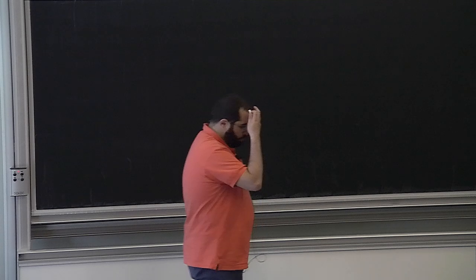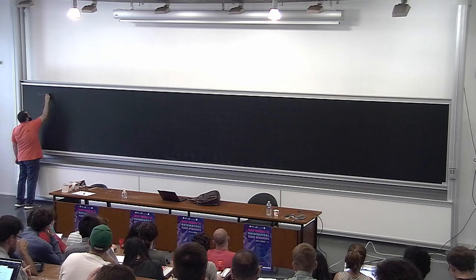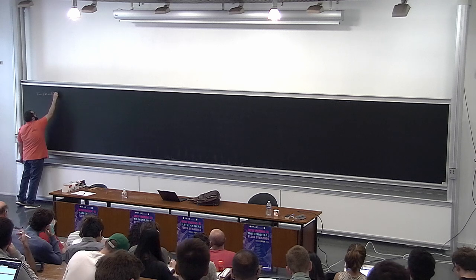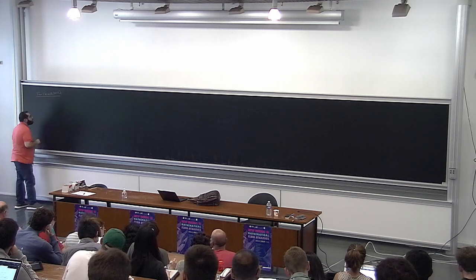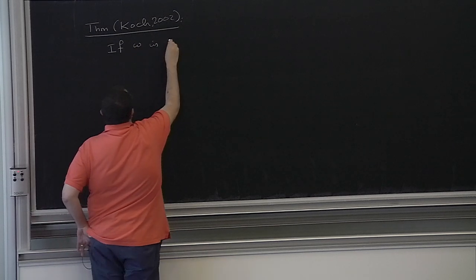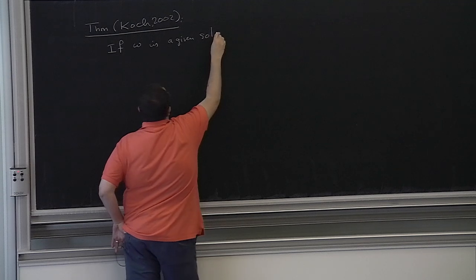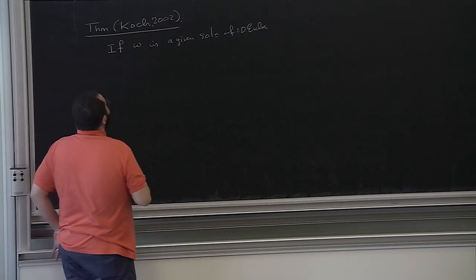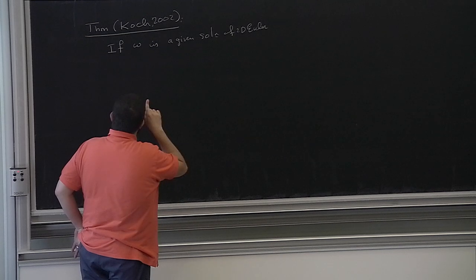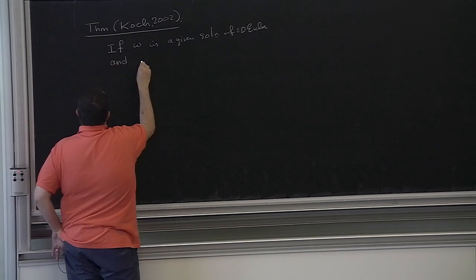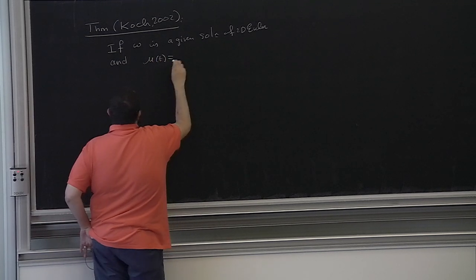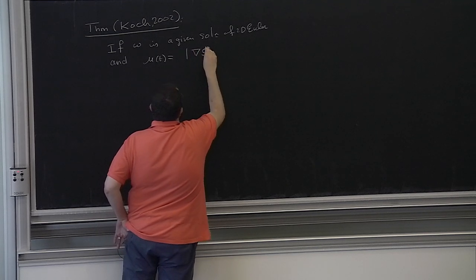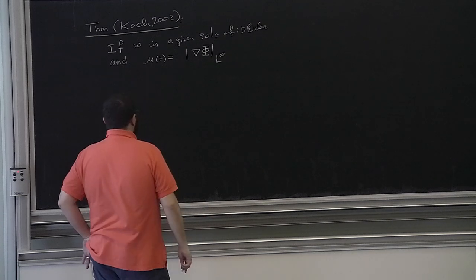So today I want to start from where we left off last time. Last time we stated a theorem of Herbert Koch, which was that if omega is a given solution of 2D Euler, a simplified version, and we set mu of t to be the L infinity norm of the gradient of phi at time t.